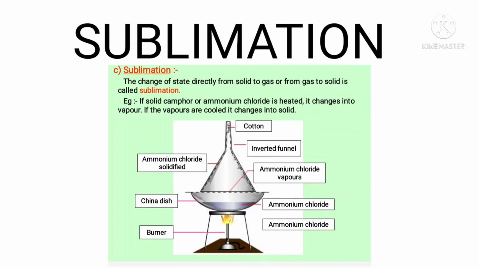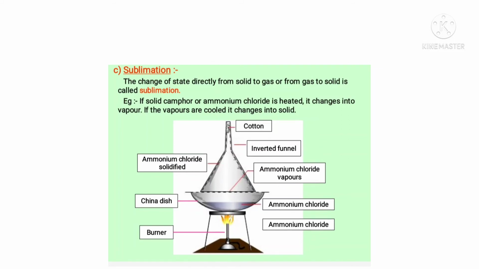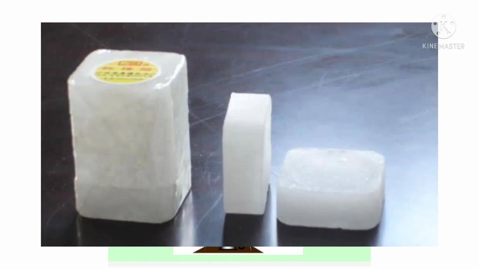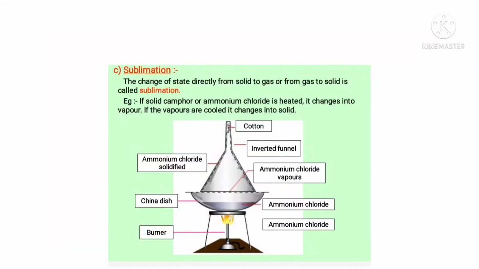On heating, ammonium chloride changes into white vapors. These vapors rise up and get converted into solid ammonium chloride on coming in contact with the cold surface. When hot ammonium chloride vapors are cooled, they directly change into solid ammonium chloride. Ammonium chloride, iodine, camphor, naphthalene, anthracene, all these are examples for sublimation.